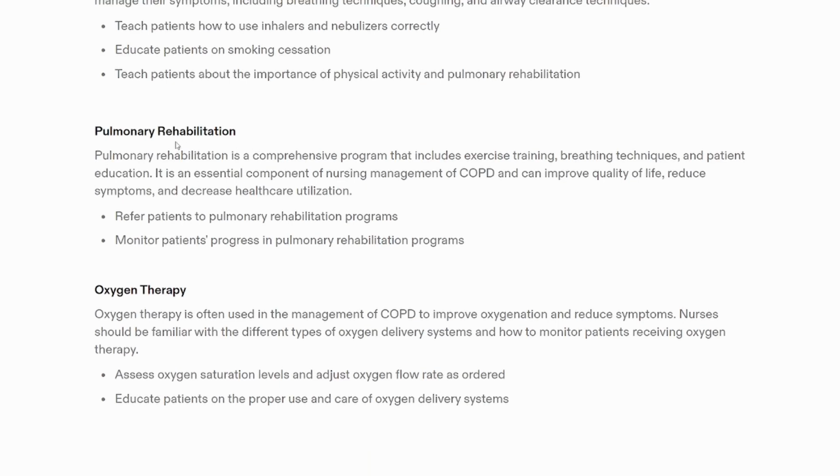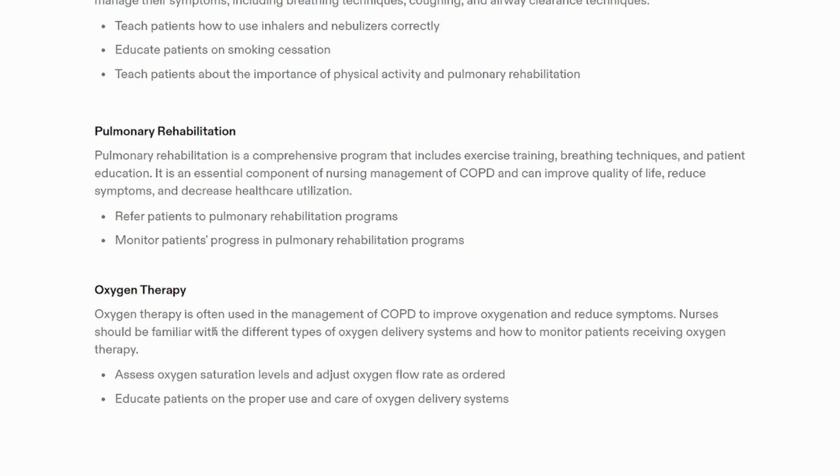We'll see about pulmonary rehabilitation. It is a comprehensive program that mainly involves training, breathing techniques and patient education. In pulmonary rehabilitation programs, we need to monitor the patient's progress and give guidance according to the patient's condition.